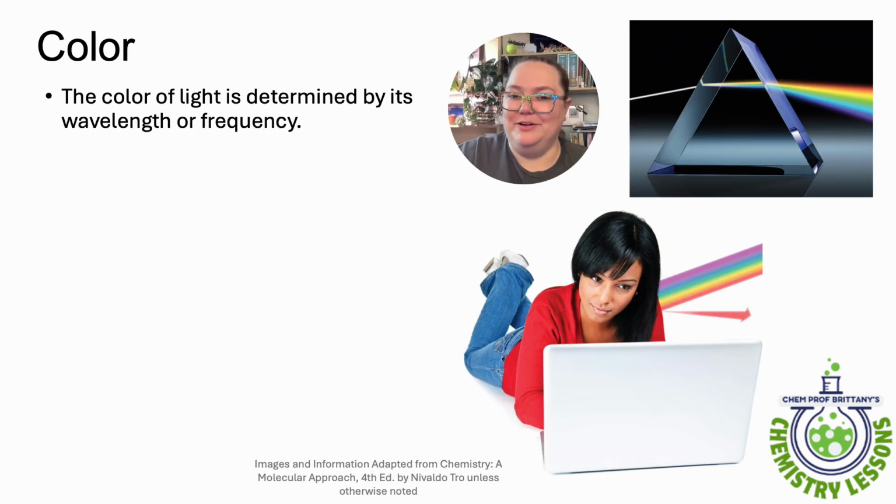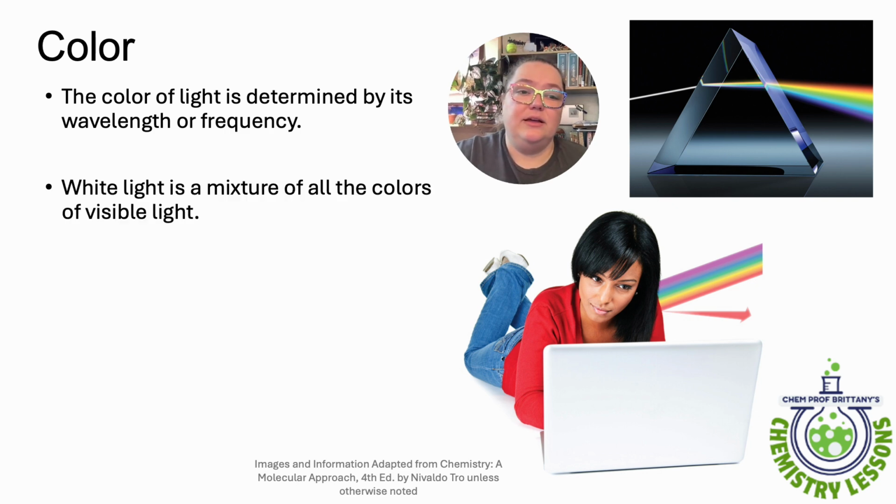And now to talk about color. So the color of light is determined by its wavelength or its frequency. You can use either one. And the thing to know about white light, which is what we typically see, is that it is a mixture of all the colors of visible light. So if you have ever been in an art class and you mix all the paints together and they make black, light is the opposite, right?